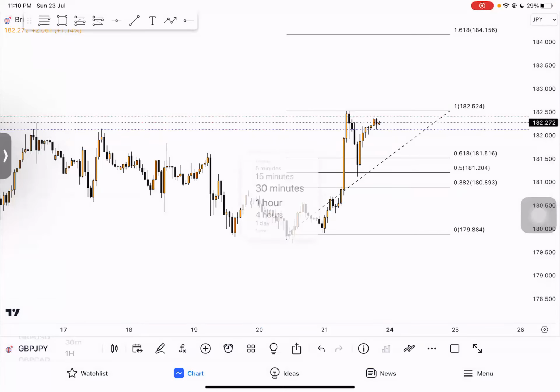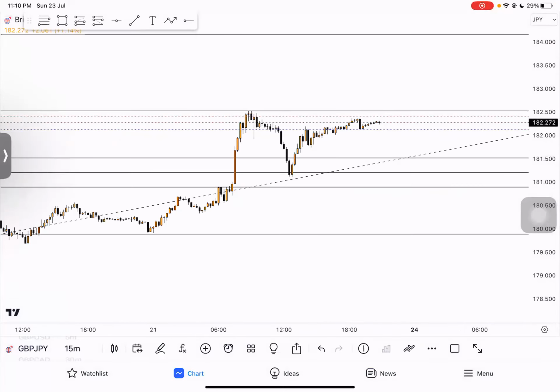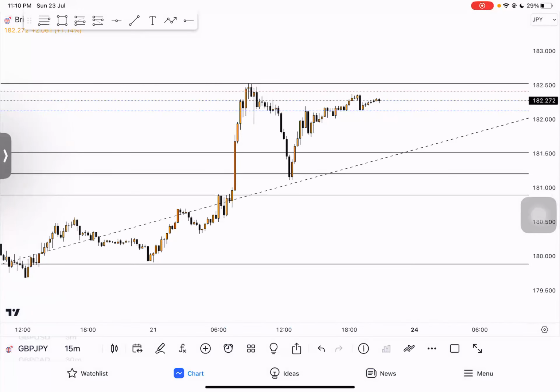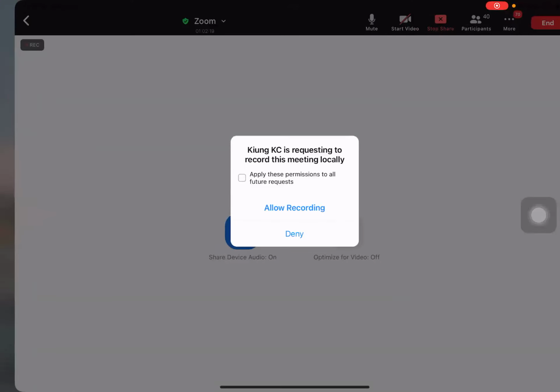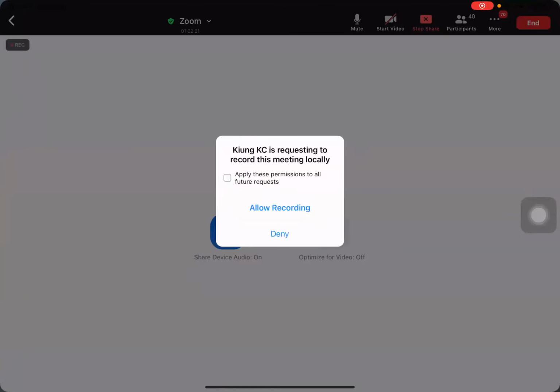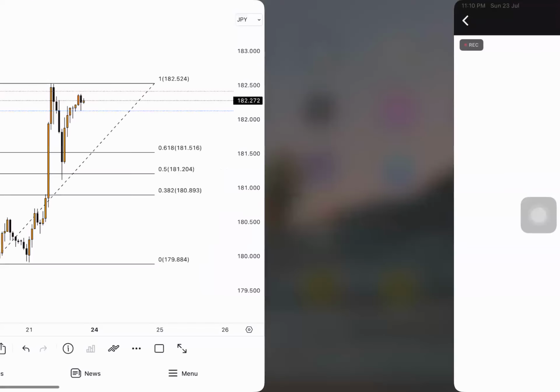You have to turn into a lower time frame to wait for the confirmations. Once the confirmation is there, you can enter. But this one for Fibonacci, maybe I will talk about it next week. So for today, I will just request to record locally.